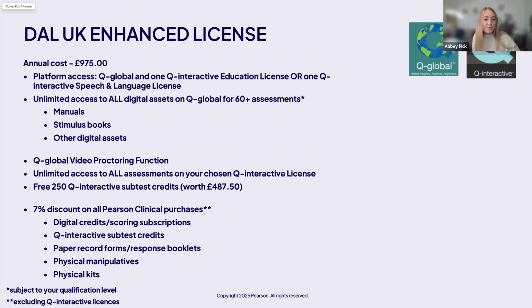The enhanced license also comes with a free 250 subtest credits for Q Interactive, which is worth £487.50 in itself. And you'll still get the 7% discount on any of the Q Global credits, scoring subscriptions, print materials, or kits. And this is also including the additional Q Interactive subtest credits. So this costs £975 per license per year. And this is a really great option for when you're using both digital platforms, Q Global and Q Interactive.